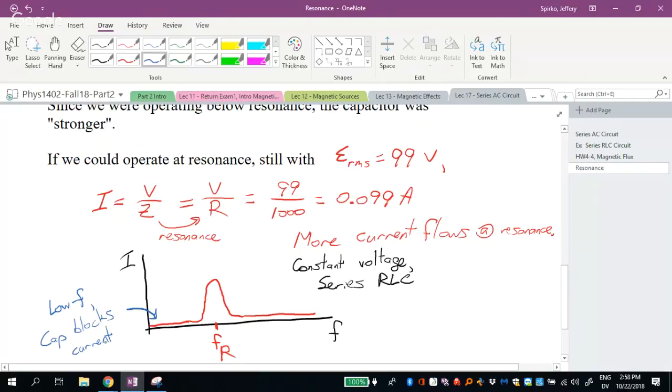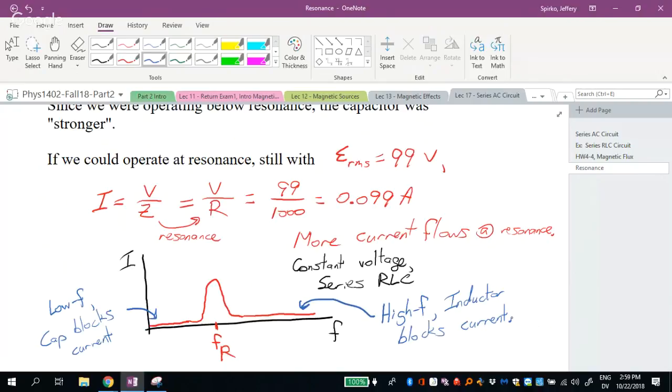that's the low frequency range where the capacitor blocks the current. And this point here is high frequencies, where the inductor blocks the current instead. And it's that special frequency in the middle that is the resonant frequency where you actually get something happening.